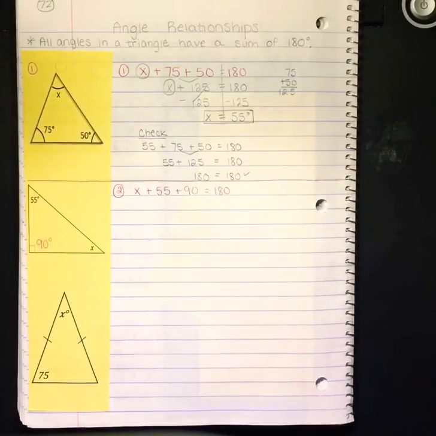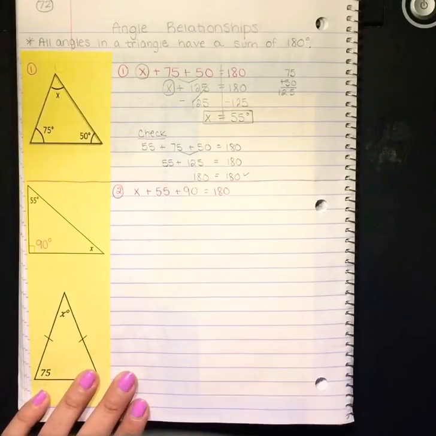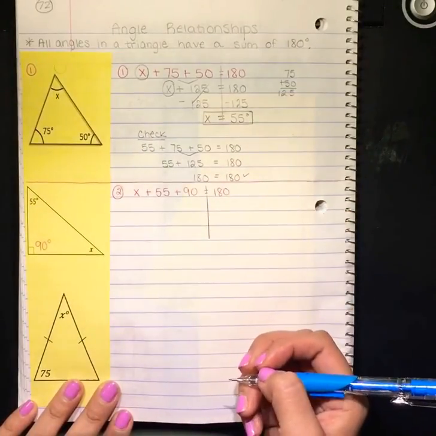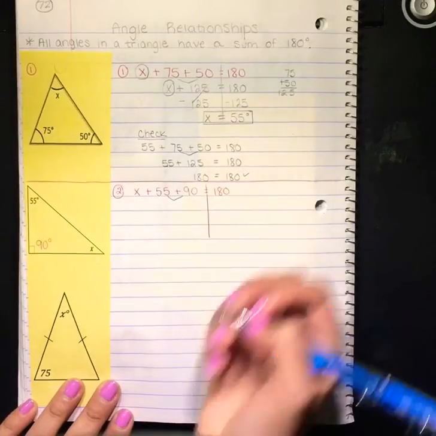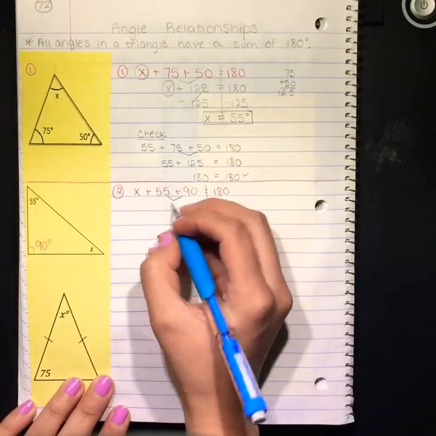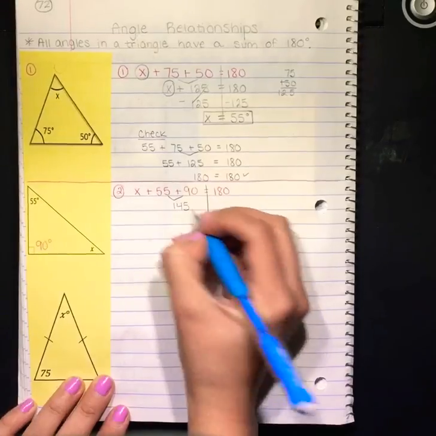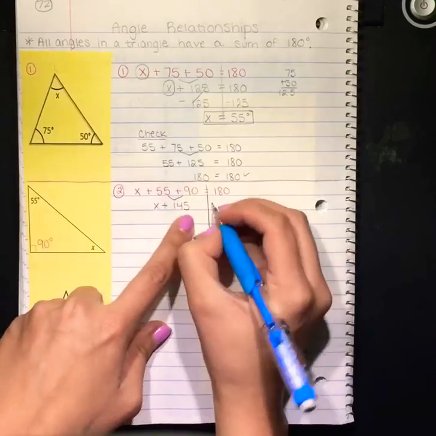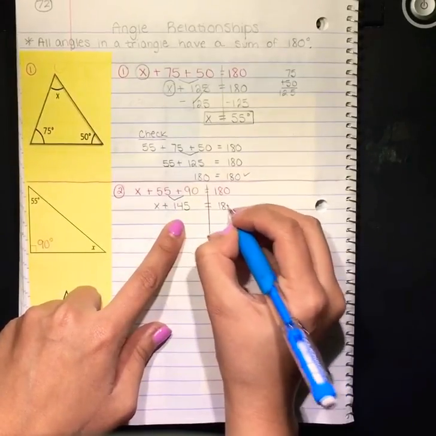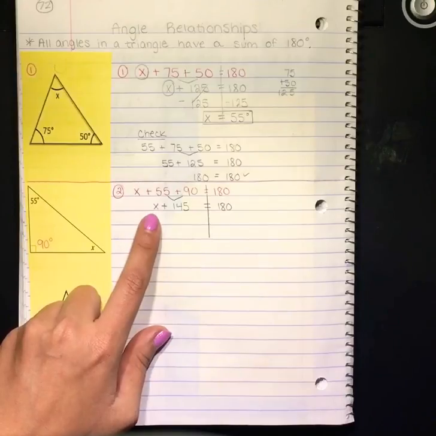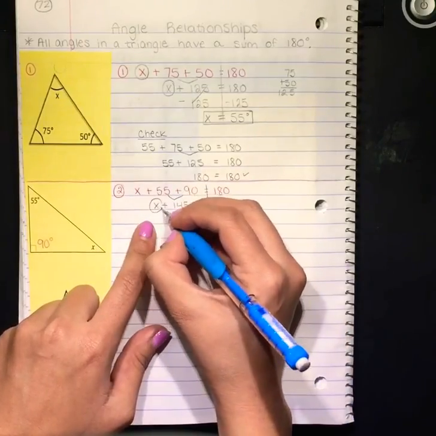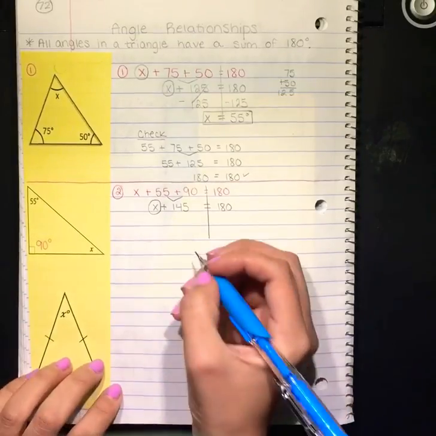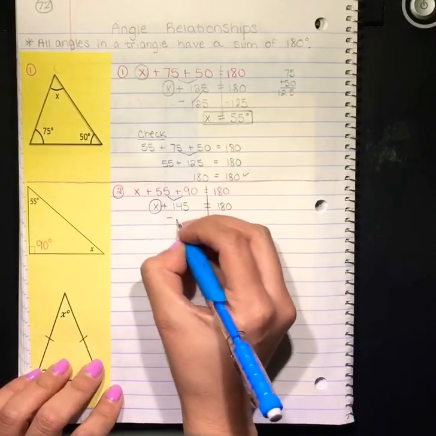And pick up your pencil. All right, which two things can I put together on the left? 55 plus 90. Okay, what is 55 plus 90? 145. Okay, what else do we have on the left? x. So x plus 145 equals 180. Okay. What do I need to do here? Circle the variable. Circle and line. And Daniela, what's the last step? Subtract 145 on both sides.